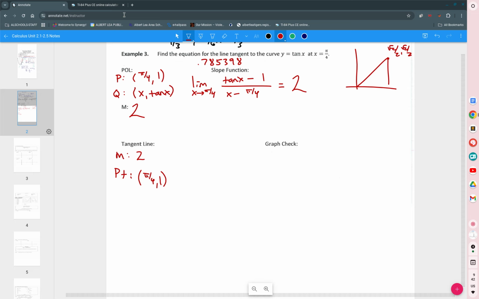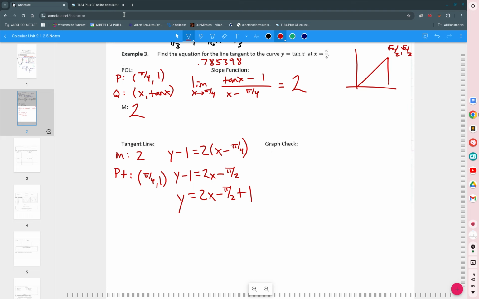Okay. Y minus 1 is equal to 2 times x minus pi over 4. Y minus 1 is equal to 2x minus pi over 2. And then we could just add 1 to the other side, right? So I'll just write it, for lack of a better option, y is equal to 2x minus pi over 2 plus 1. I'll write it like that.